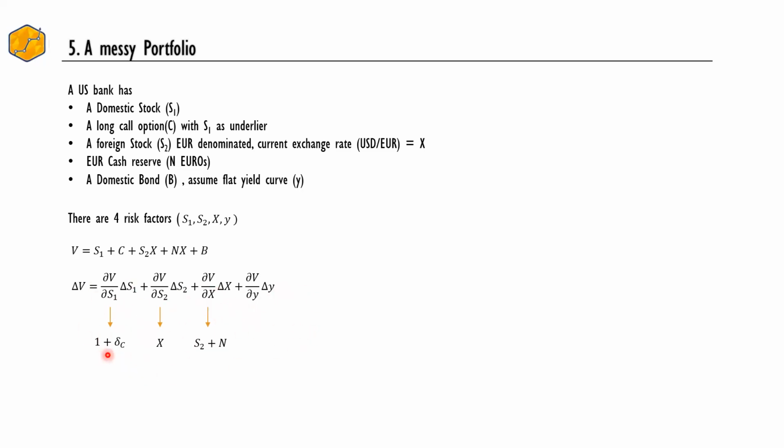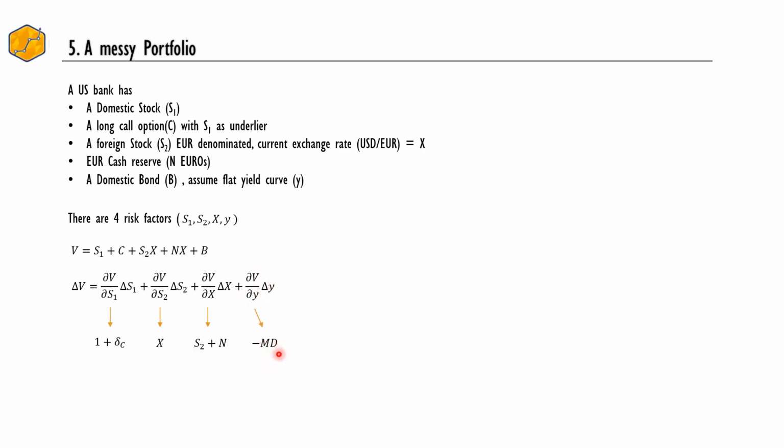See here, the sensitivity of a pure stock is just 1 with respect to itself, correct? And the sensitivity of the call option is delta. Both got added because if something happens to the stock price, S1, both of these will get affected through their sensitivities, correct? And here also we have a netting, correct? Both of these are foreign denominated assets, so we got a netting here.